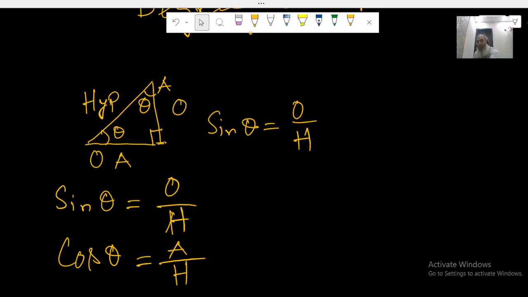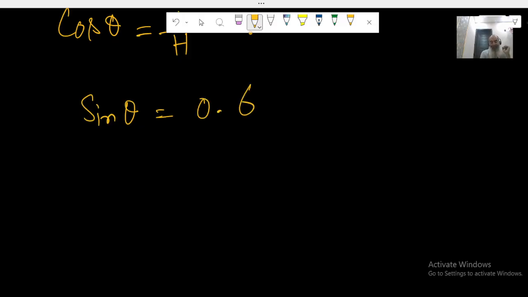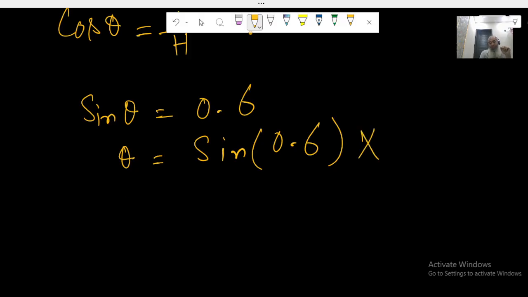The third error is that when we write sin theta is equal to 0.6, many students write theta is equal to sin 0.6, and they forget the inverse function. This is wrong. Theta is equal to sin inverse 0.6.